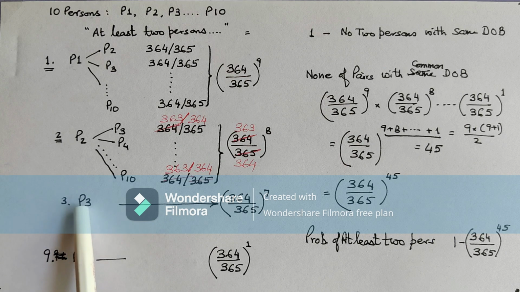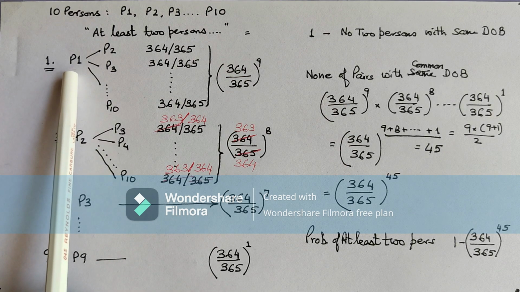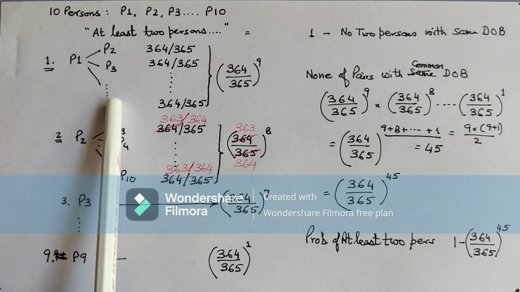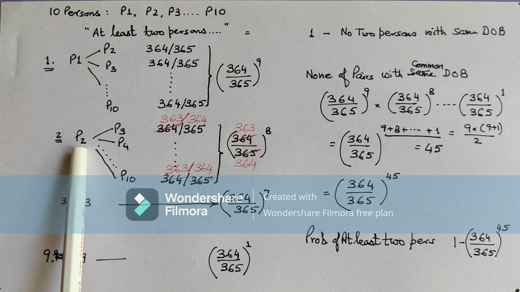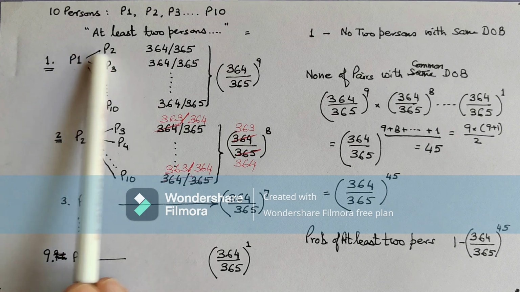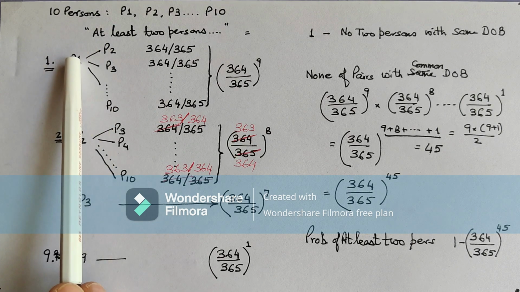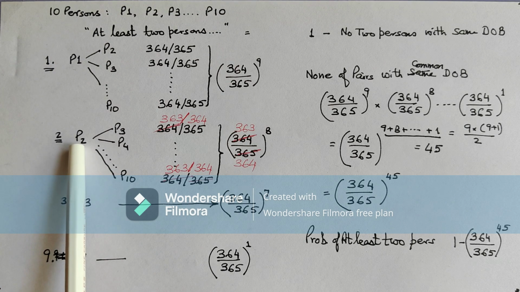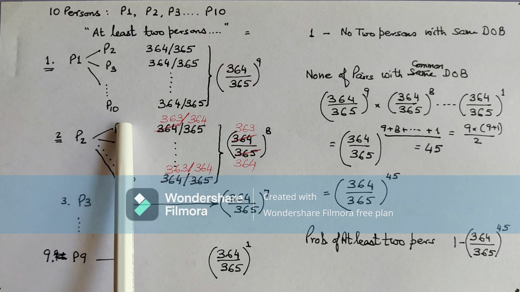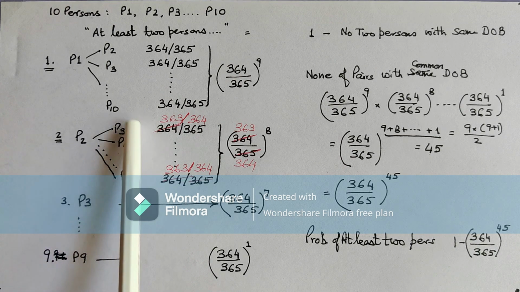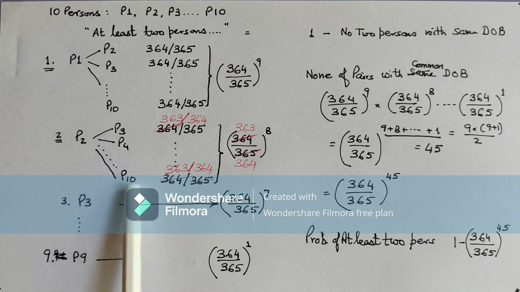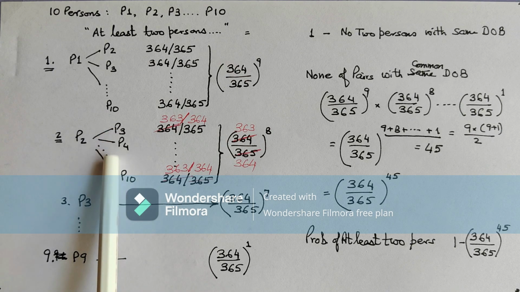So what do we know when we reach step 3? We know P1 had some date of birth and none of the remaining 9 guys had that date of birth. P2 had a different date of birth. That we know already here. P2 did not have the same date of birth as P1. And then again, none of these remaining 8 guys had this date of birth. So these 8 people now have got the remaining 363 days to choose from.